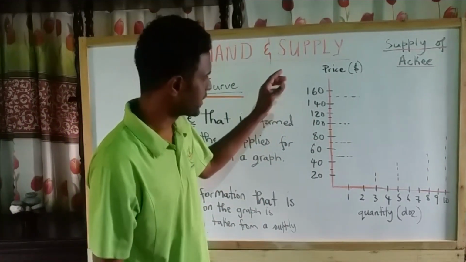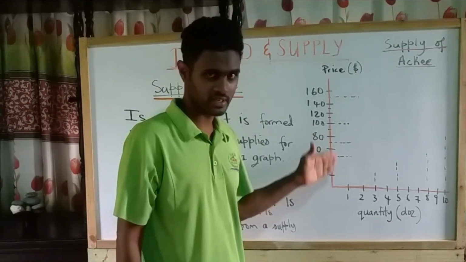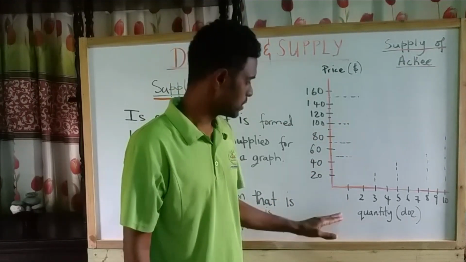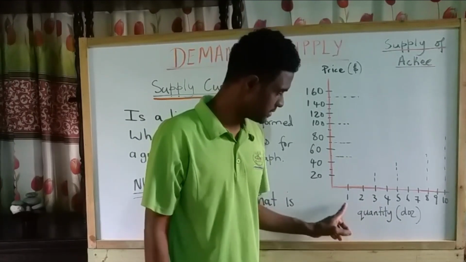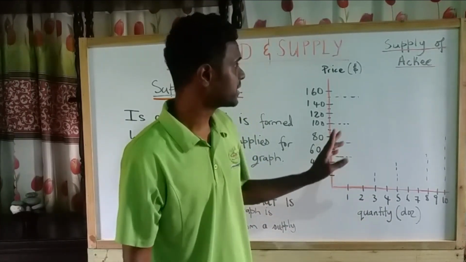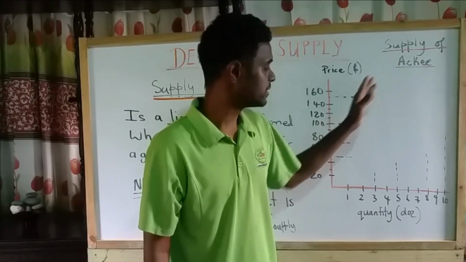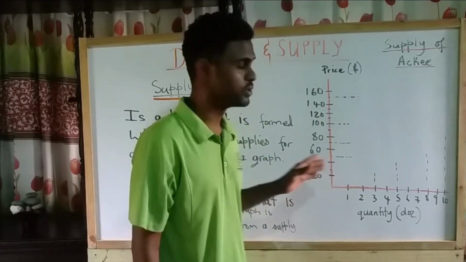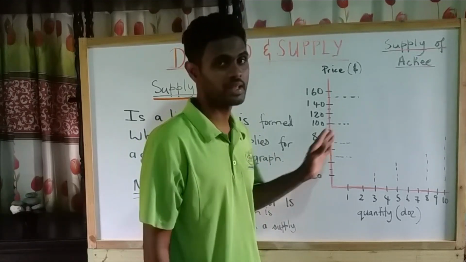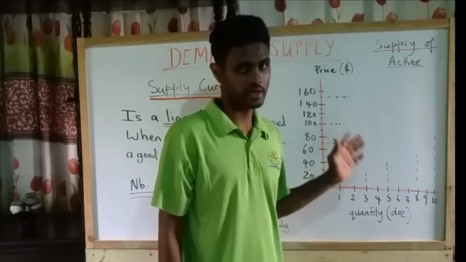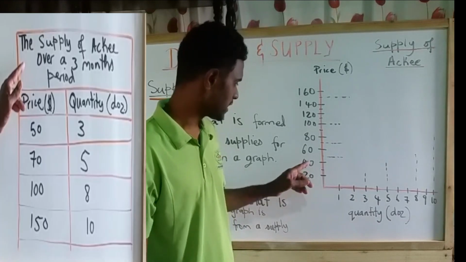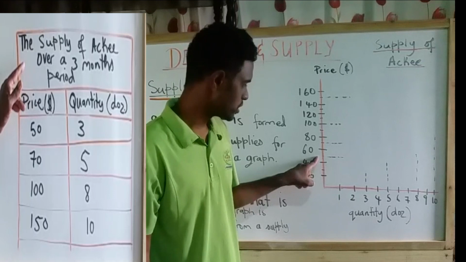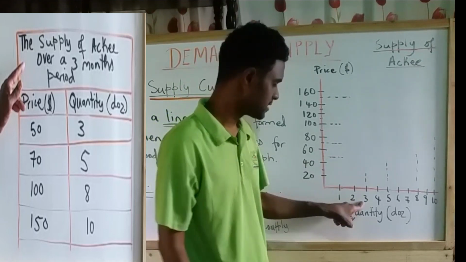Just please remember that on the y-axis, which is the vertical line on the graph, you'll have your price. In this case, we're using dollars. And on the horizontal line, you'll have your quantity. We're going to look at an example for the supply of ackee, which we already looked at previously from the supply schedule. We'll use that information and plot it in this graph to show you the supply curve. It was shown that when the price was at $50, the suppliers were willing to supply 3 dozen ackees.